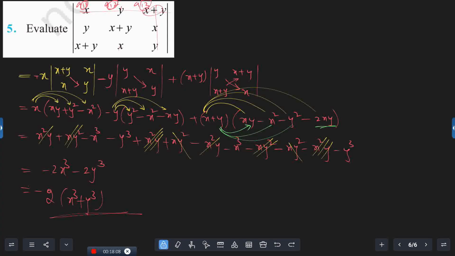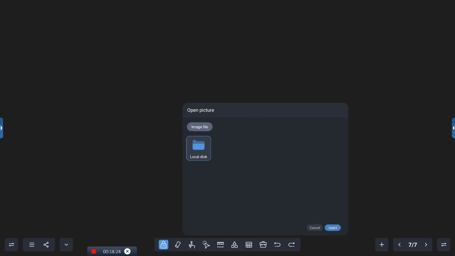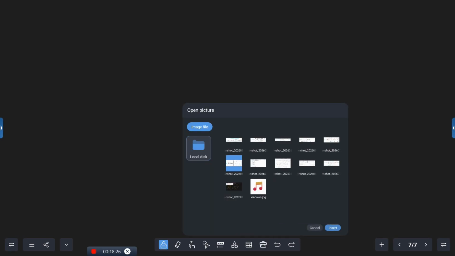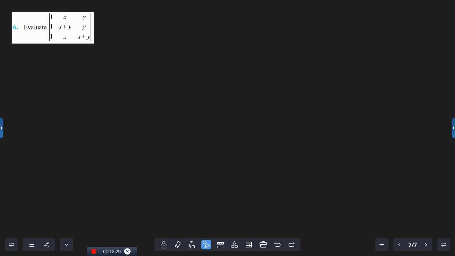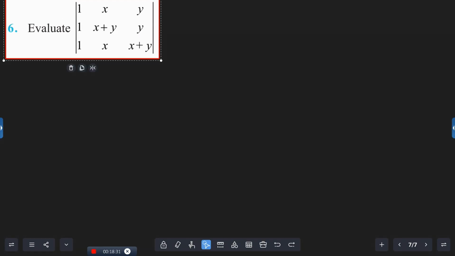Next, question number 6. Question number 6 also looks the same, but there is one row, sorry, one column they give. Right, fine. Let's go with row 1. Normal determinant, evaluate, and they give the determinant symbol. Now we have to go with the determinant only.